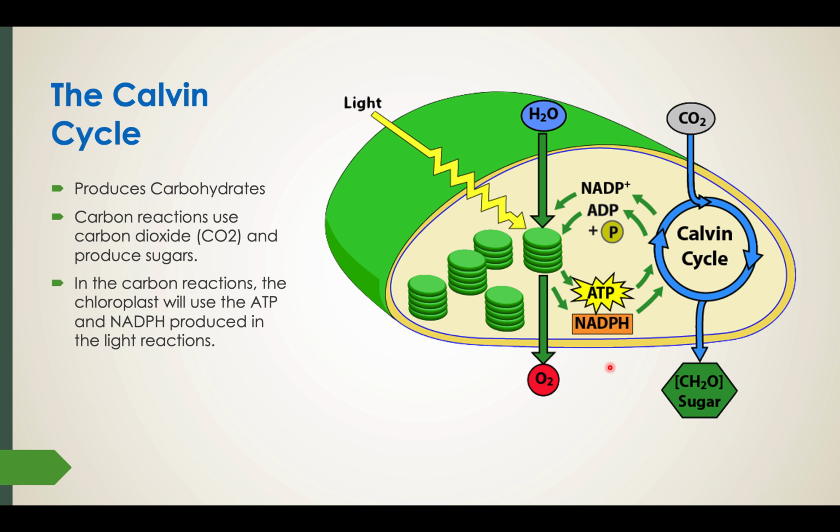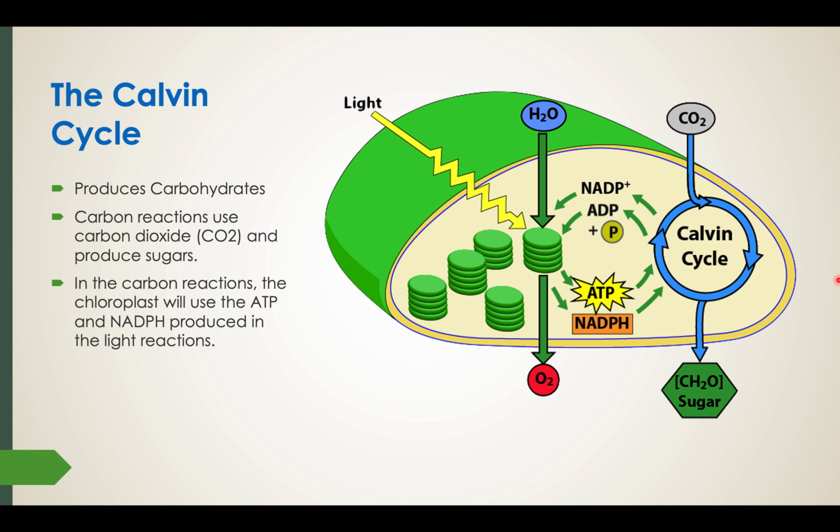So at this point we've covered all the way through that energy process, and now we're going to talk about the Calvin cycle. It's the next step in photosynthesis, the second step. The Calvin cycle produces carbohydrates, which we've talked about, for example glucose. The carbon reactions use carbon dioxide, or CO2, and produce sugars like glucose. In the carbon reactions, the chloroplast will use the ATP and NADPH produced in the light reactions. Like we said, the light reactions have to happen first to make this ATP and NADPH, these energy molecules that then enter the Calvin cycle.